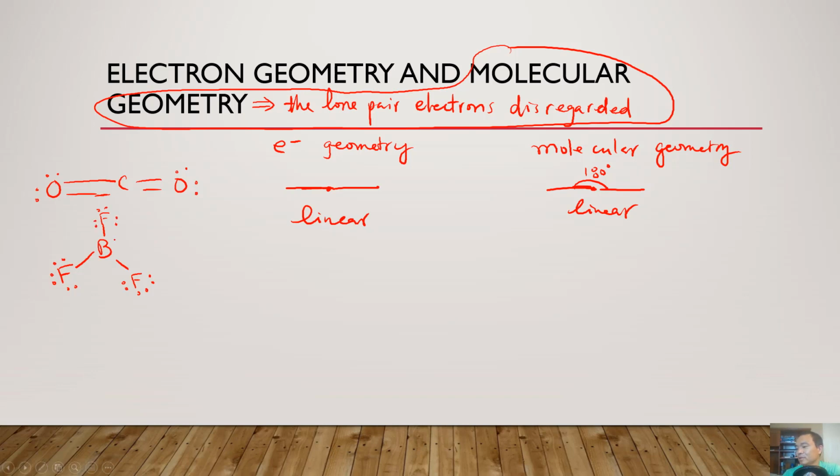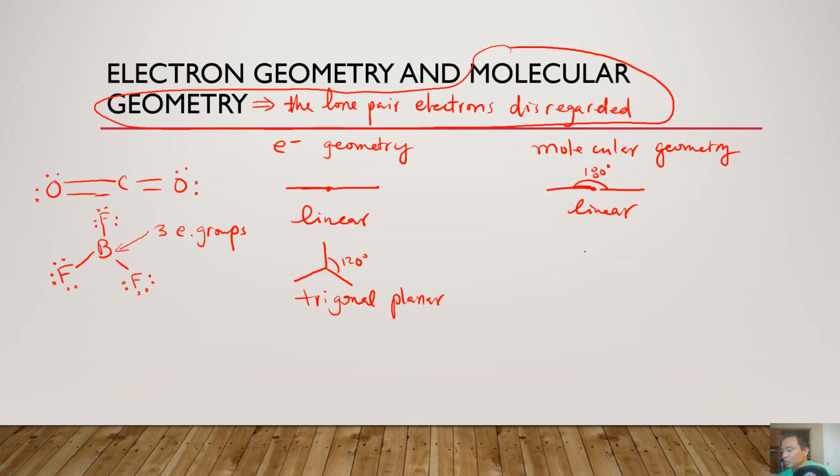In this case, we have at the center atom 3 electron groups. Okay, 3 electron groups. So the steric number is 3. So the electron geometry over here is the same as the molecular geometry because there is no lone pair. So this is called a trigonal planar. Okay. And the bond angle is 120 degrees.